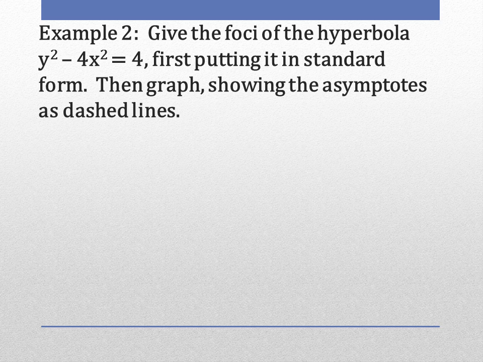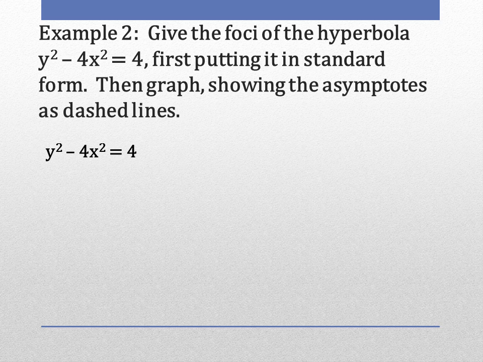Now for our second example, we're going to give the foci of the hyperbola y squared minus 4x squared equals 4, and we are going to put it into standard form first, and it is not in standard form because it's not equal to 1, and in order to be in standard form it must be equal to 1. So then we're going to graph it, and we're going to show the asymptotes as dashed lines.